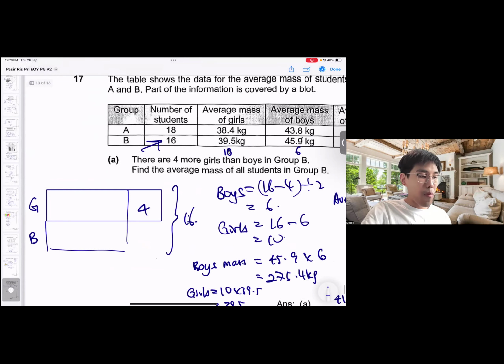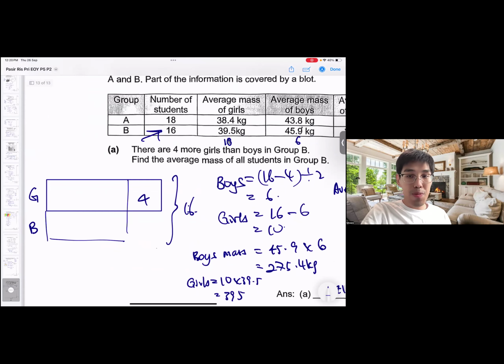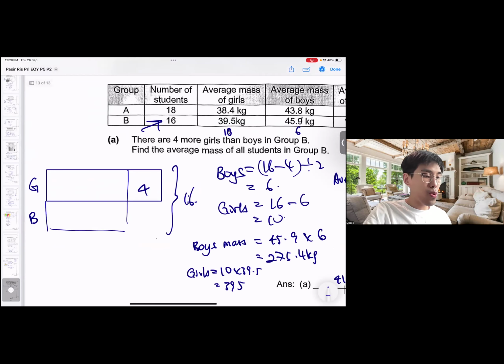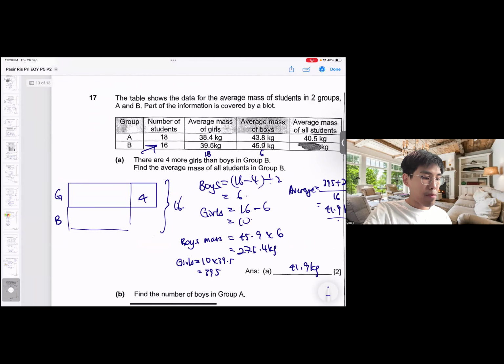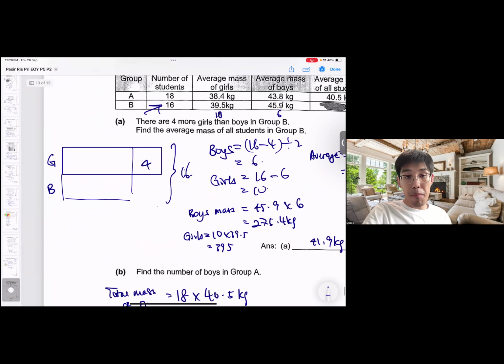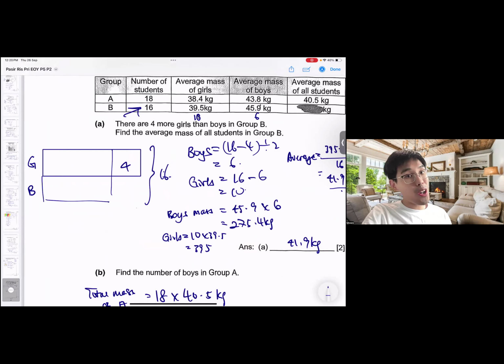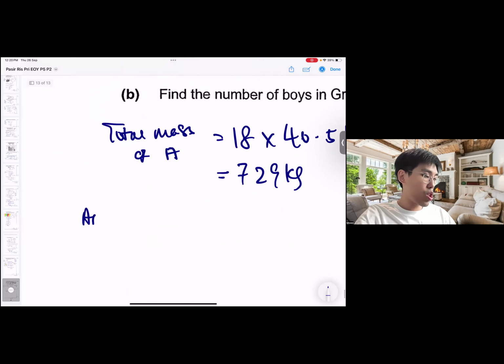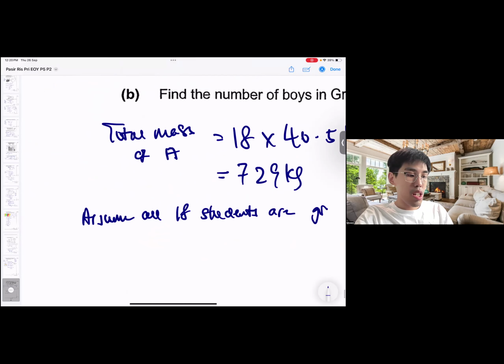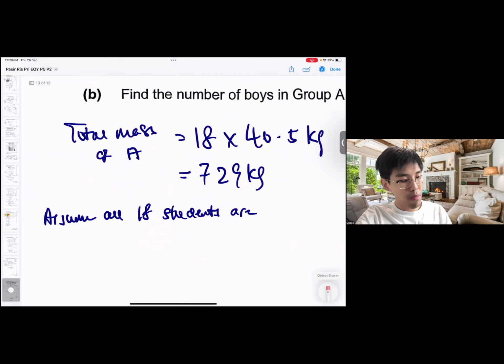So how do we do so? If we were to use, okay, they are finding the number of boys. So can we assume that all the people are girls? If we assume all girls, we can find boys. So this is where we make an assumption. Assume all 18 students are girls.